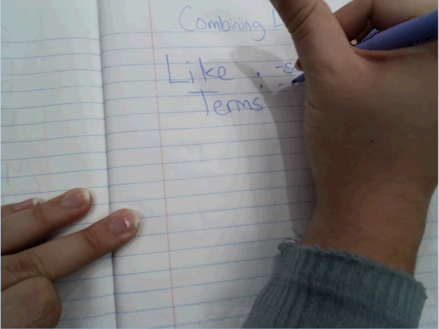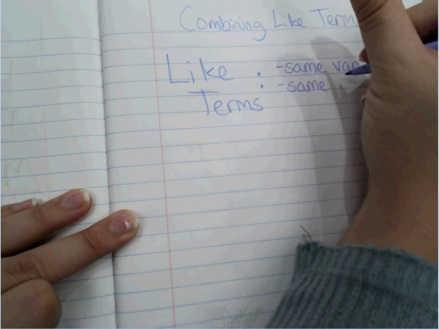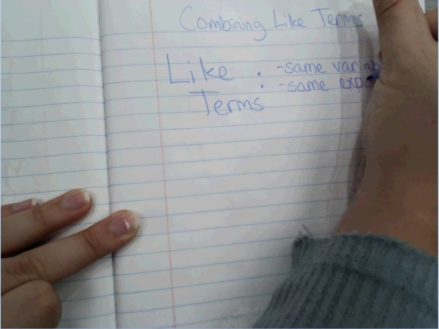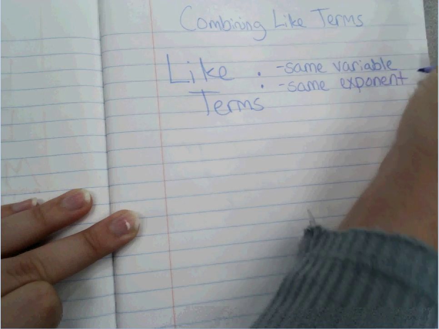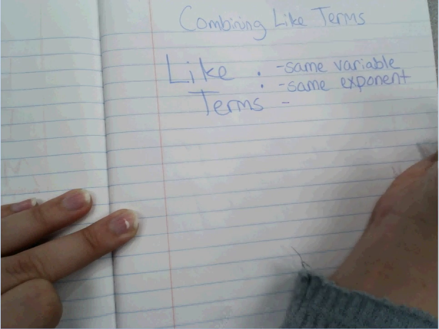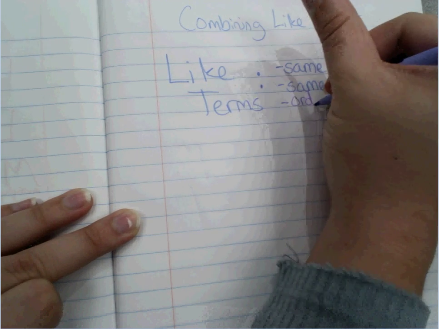We have to have the same exponent, if there are any exponents on our variable. And order doesn't matter when we're dealing with like terms.